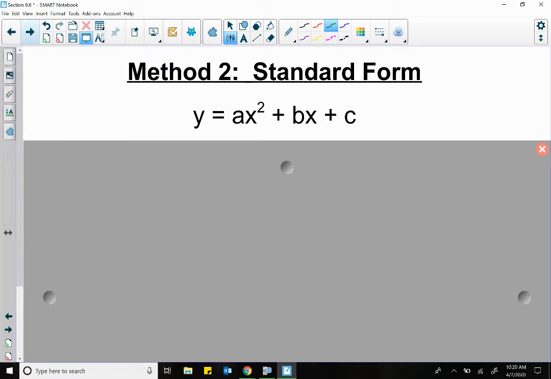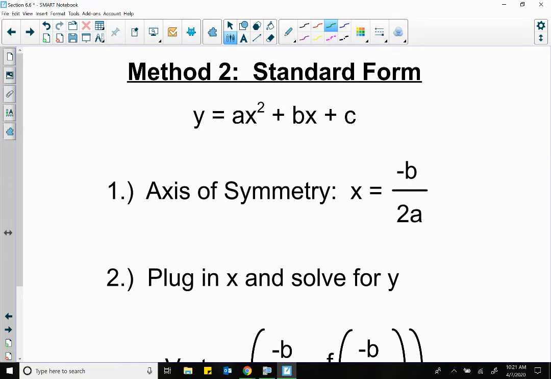Method number 2, we do this algebraically, okay? So this is if you have standard form, which is what we've been working with this whole time. When we were in 6.1, 6.2, and in 6.4, all those quadratics that you were given were all in standard form: ax squared plus bx plus c. Okay, so here's how we deal with it in standard form. The first thing you're going to do is find what I call the axis of symmetry. It is this formula right here.